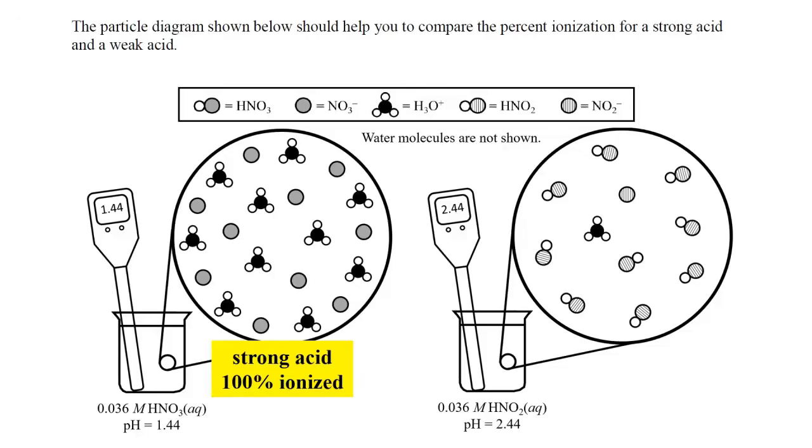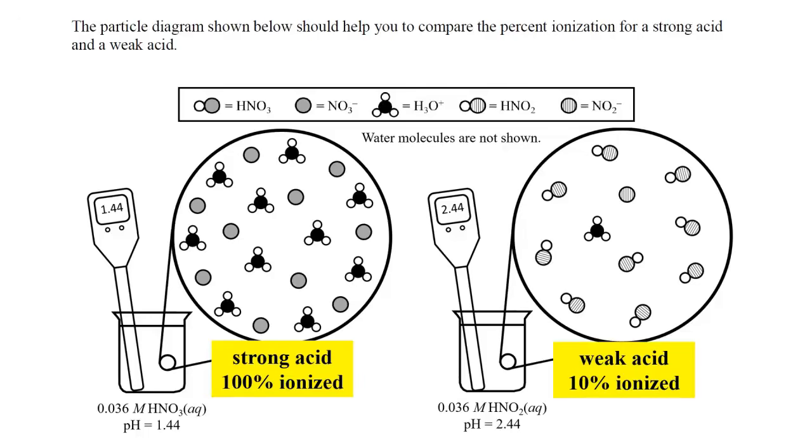So every time you change by 1 unit on the pH scale, that is a 10-fold change in the concentration. So what we see is only 1 hydronium ion in that particle diagram on the right, where on the left we see 10 hydronium ions. So the concentration of hydronium is 1/10 as much in that beaker on the right. And when I count the particles, I can see 9 HNO2 molecules. I see 1 NO2 minus ion, and then 1 hydronium ion.